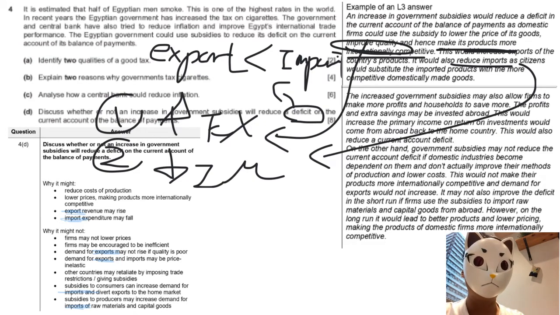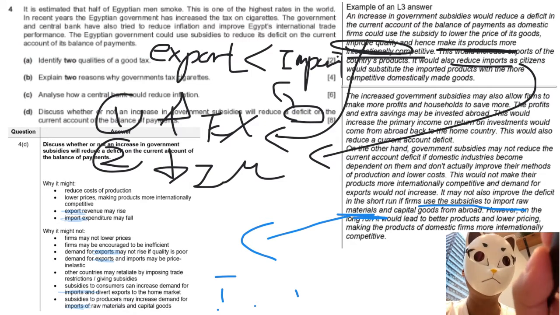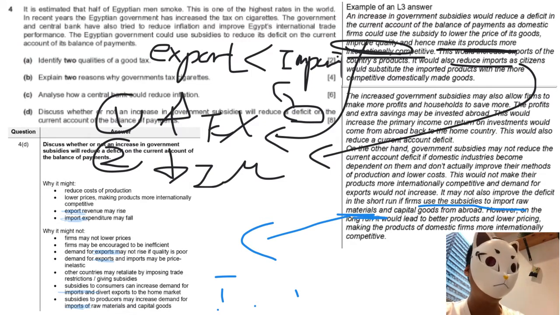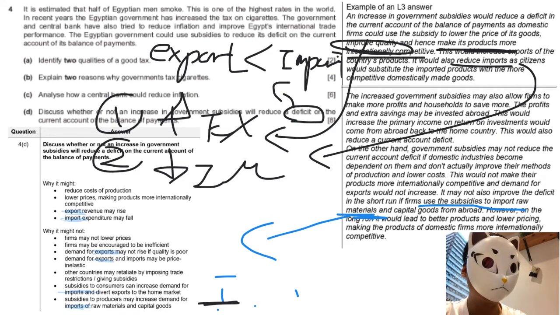But of course, when you do the evaluation question, indeed there might be other outcomes. Say for example, what would they do? They use the subsidy to import. Right now they use the subsidy to import, then this will make a rise in import, so that does not help. This might further worsen the current account. So in part D, you must give evaluation in order to score a higher mark.